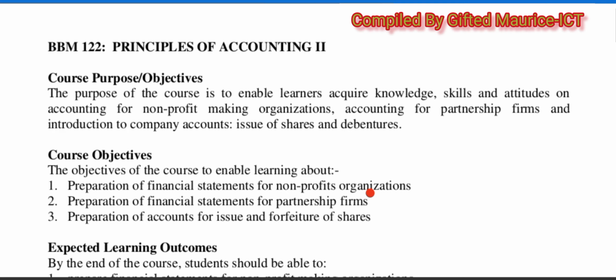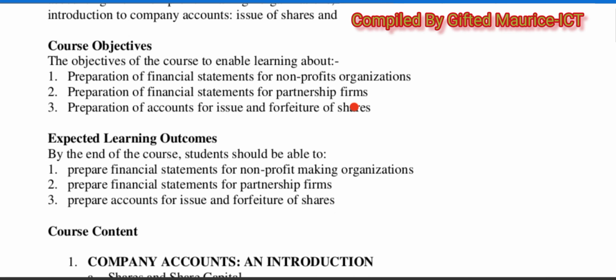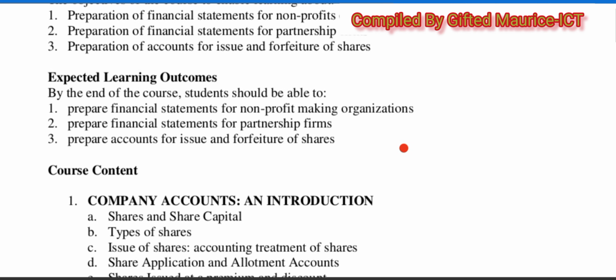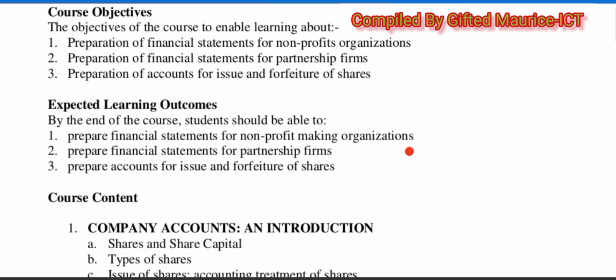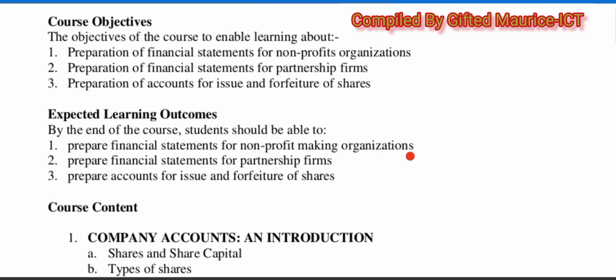That then means that the expected learning objectives will be mirroring from the course objectives. So, what are the expected learning outcomes? That is why you are told that by the end of the course, you should be able to, number one, prepare financial statements of non-profit making organizations.